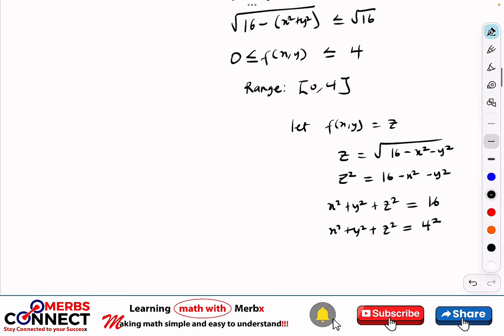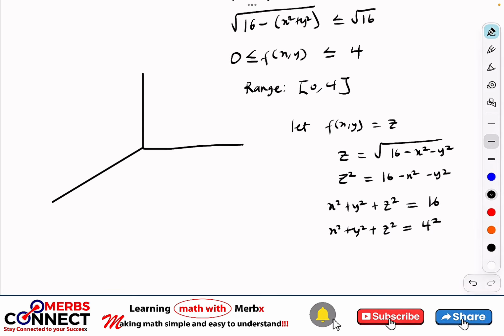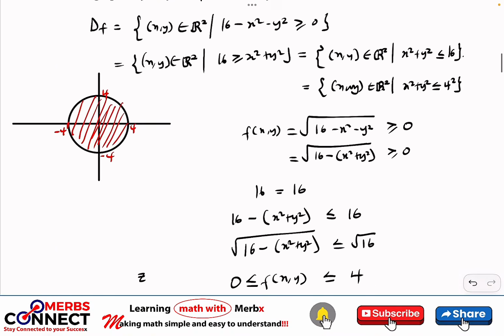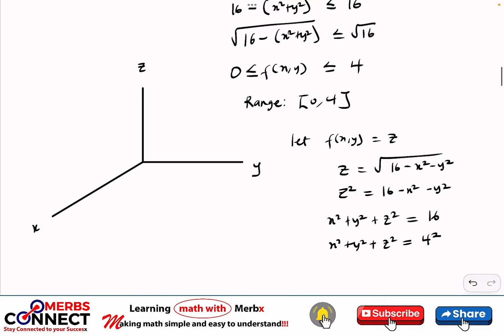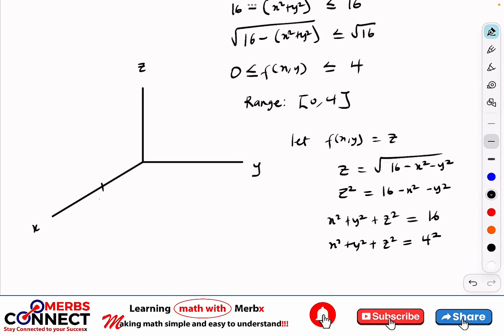So I'm going to have my Z axis, my X axis, and my Y axis. So this is my Z, this is my X, and this is my Y. This is more interesting. Now, don't forget the domain is a circle with radius of 4, and the range is a sphere with also radius of 4. So on the axis, I'm going to have -4, 4, and 4.